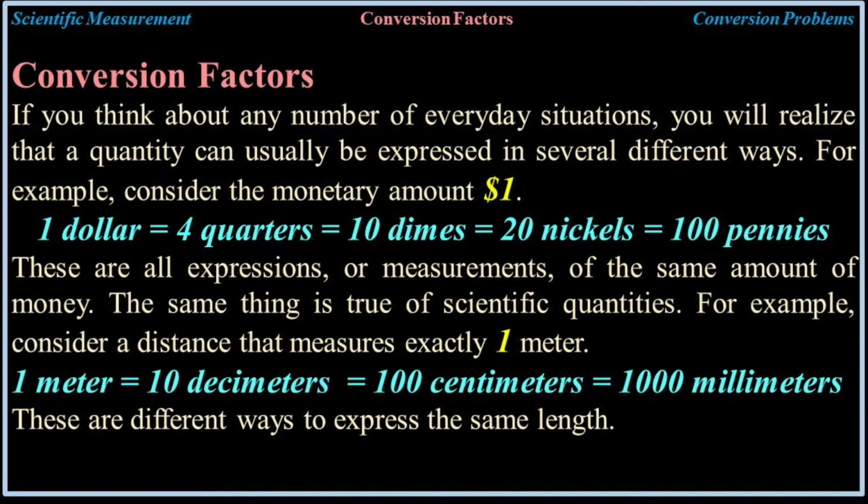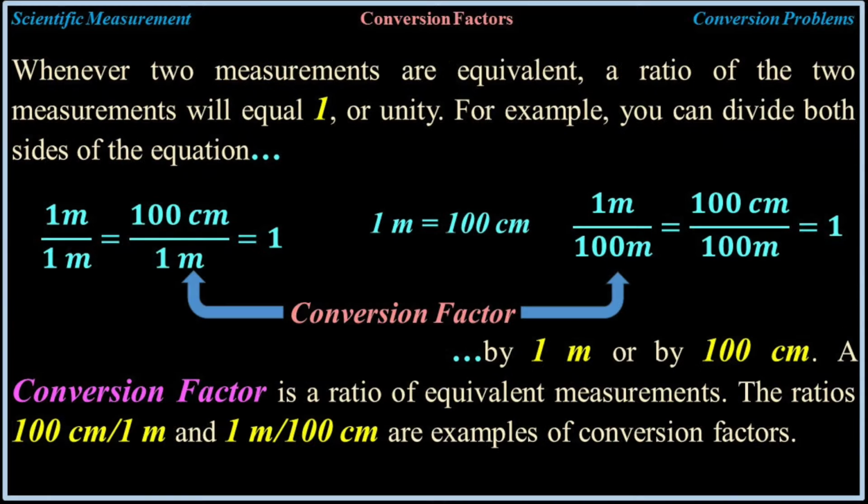The same thing is true of scientific quantities. For example, consider a distance that measures exactly 1 meter. 1 meter equals 10 decimeters equals 100 centimeters equals 1,000 millimeters. These are different ways to express the same length. Whenever two measurements are equivalent, a ratio of the two measurements will equal 1, or unity, or a factor of 1. For example, you can divide both sides of the equation, as is shown here. 1 meter over 1 meter is 1, 100 centimeters over 1 meter is 1, etc.